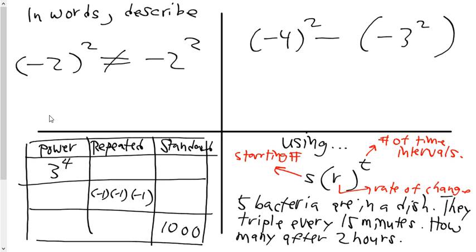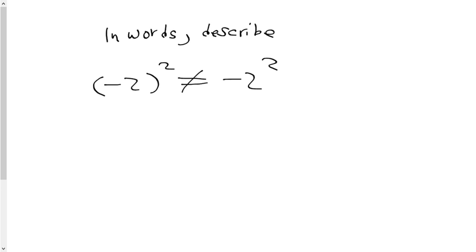So we have 4 questions here this morning, each one from section 3.1 of our Math Power 9 textbook, all dealing with exponents. So the first question says, in words, describe negative 2 squared versus the opposite of 2 squared. So I'm going to write it down for you.